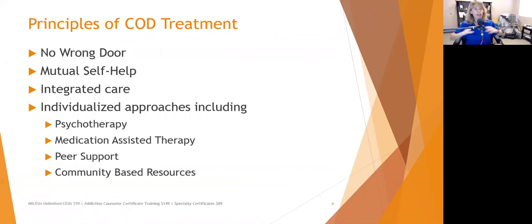We want everybody integrated, ideally mental health, substance, and primary care, because a lot of people with mental health issues and substance use issues also have some underlying physiological issues, including thyroid problems, hepatitis, liver problems. There are things that happen. So we want to make sure that we've got the biopsychosocial aspect covered. Individualized approaches are used, including psychotherapy, medication-assisted therapy, peer support, and community-based resources. And that's like everything else.